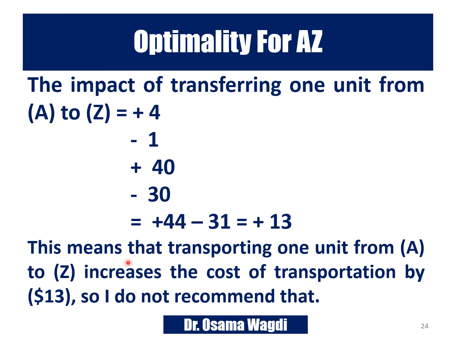This means that transporting one unit from A to Z increases the cost of transportation by $13, so I do not recommend that. This transaction, different from what I said, but it's the same. If you do plus 4 minus 1 plus 40 minus 30, or plus 4 plus 40 minus 30 minus 1, it will come up with the same result, which is positive 13.